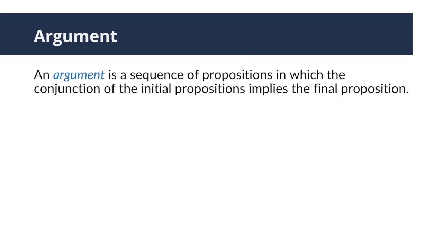What is an argument? An argument is a sequence of propositions in which the conjunction of the initial propositions together implies the final proposition. Based on this definition, we can know that an argument is not just any sequence of propositions. Propositions are not just arbitrary independent propositions. There is some relation among those propositions. Next, let's see some examples.